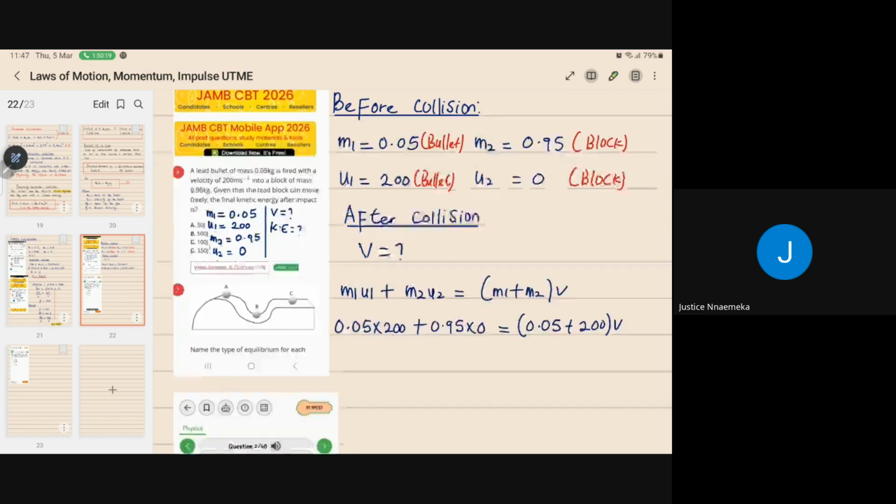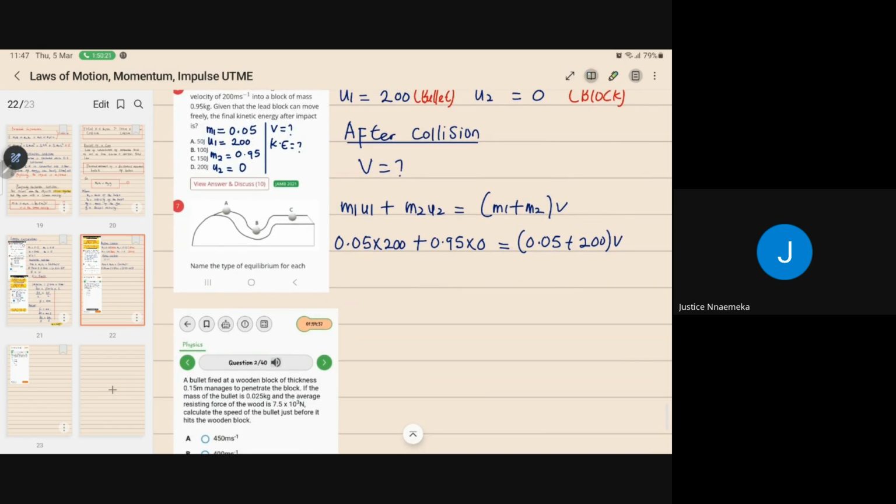Remember, it's not V they asked us to find, though. They're supposed to find the final kinetic energy, but we need that velocity to get the final kinetic energy. So now let's quickly multiply. This times this should give us, this side is 0 already, so this will give me 10 here, right? Is equal to, add this side together. So I'm making a mistake with this M2. I'm using 200 here instead of 0.95.